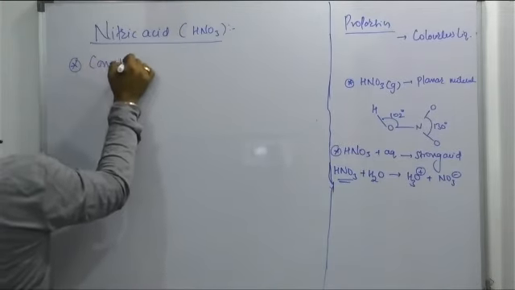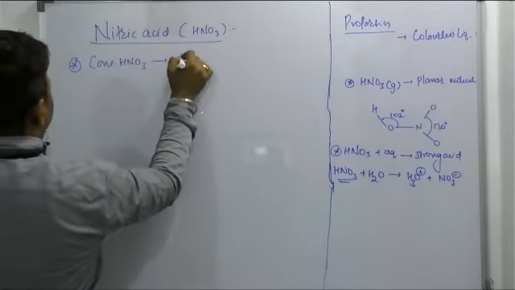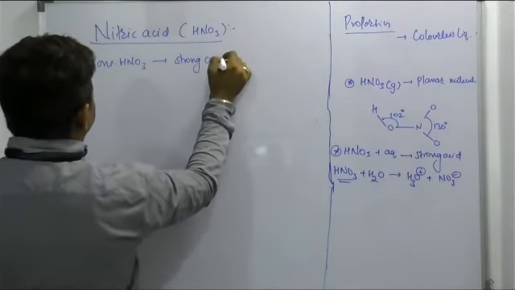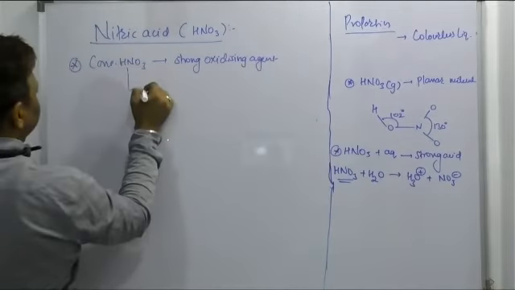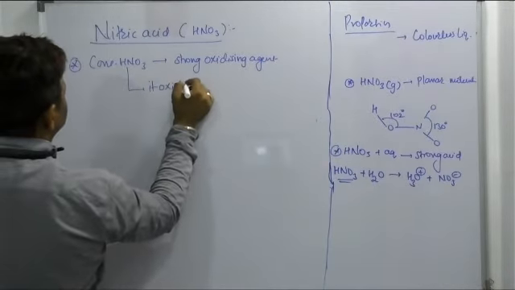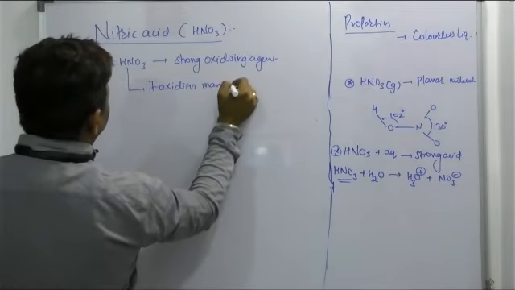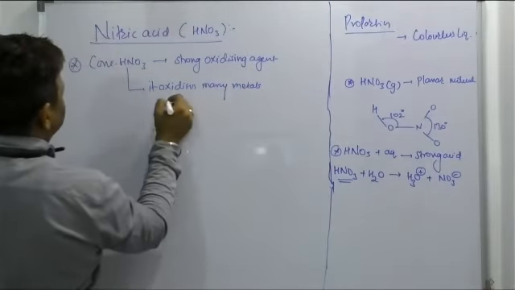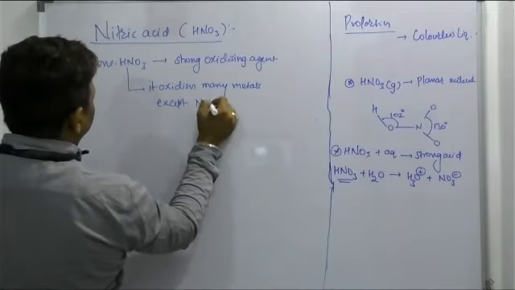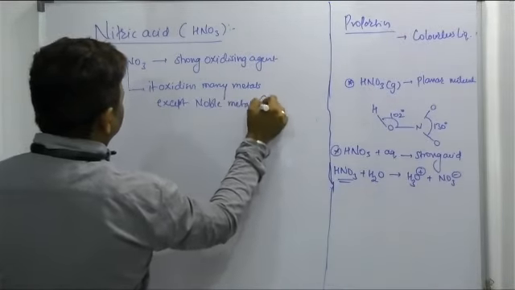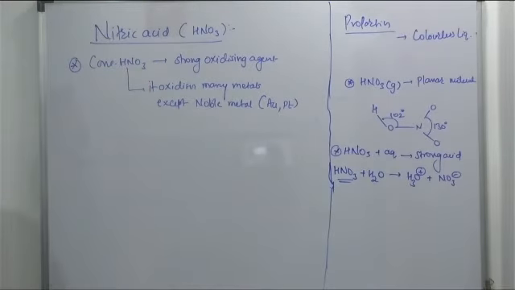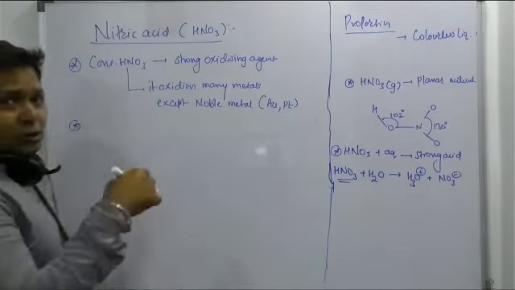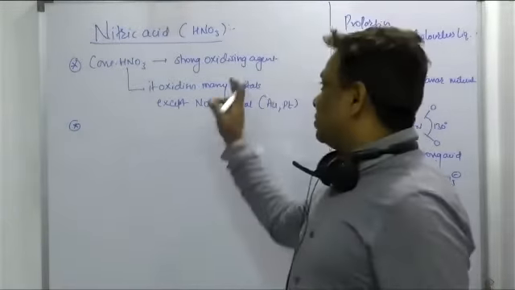If the nitric acid is a concentrated nitric acid, it acts as a strong oxidizing agent. That means it oxidizes many metals, but except noble metals. What are the noble metals? Gold and platinum are the noble metals, which are not oxidized by the concentrated nitric acid. Conc nitric acid acts as a strong oxidizing agent.